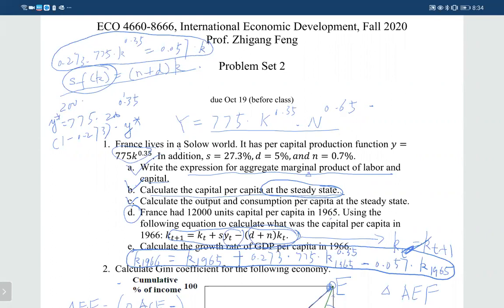Once you find D, E becomes obvious. Because from here, you're going to find Y in 1965 and Y in 1966. And from these two numbers, you calculate the growth rate for E.